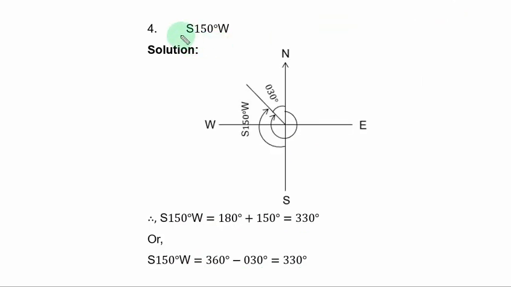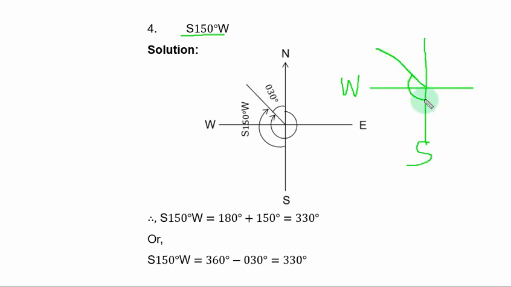Example 4. You have south 150 degrees west. You begin by drawing the four main cardinal directions. In this problem, we are interested in between south and west. So here, the movement starts from the south through the west 150 degrees. So you start movement from south to this place is 90. You need to take 60 from this other quadrant to make it 150. So you draw the line.